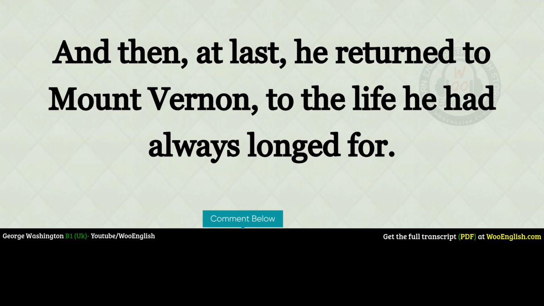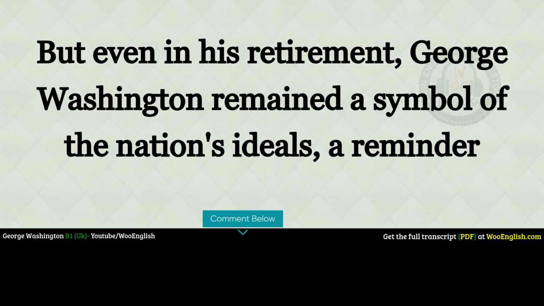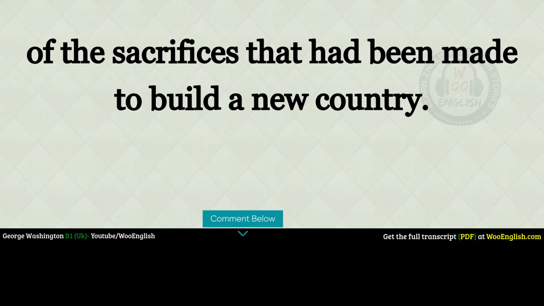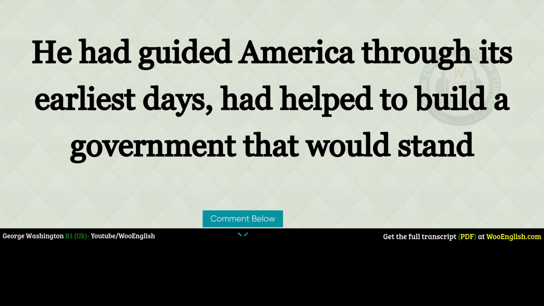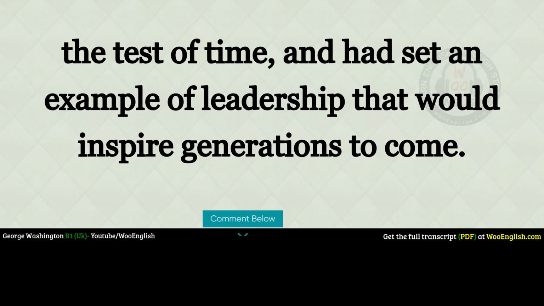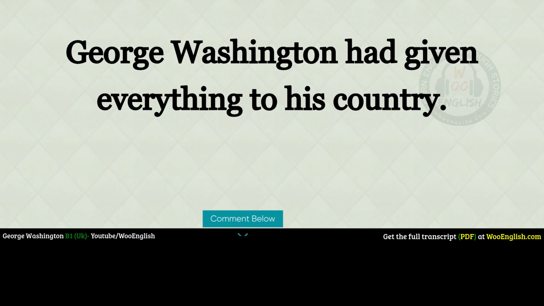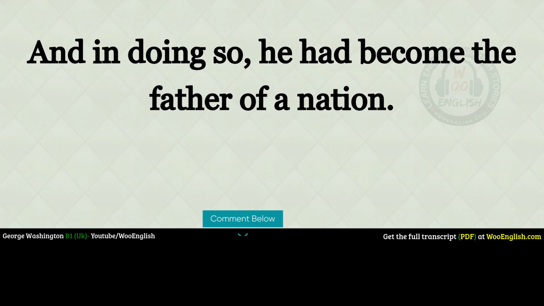And then, at last, he returned to Mount Vernon, to the life he had always longed for. But even in his retirement, George Washington remained a symbol of the nation's ideals, a reminder of the sacrifices that had been made to build a new country. The reluctant leader had fulfilled his duty. He had guided America through its earliest days, had helped to build a government that would stand the test of time, and had set an example of leadership that would inspire generations to come. George Washington had given everything to his country, and in doing so, he had become the father of a nation.